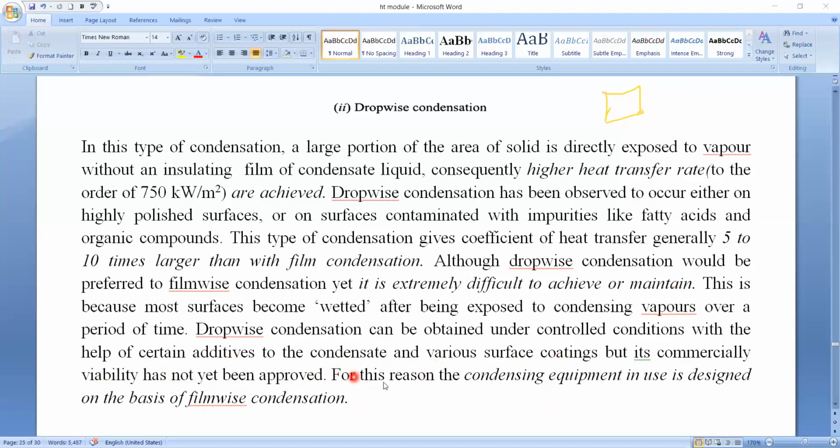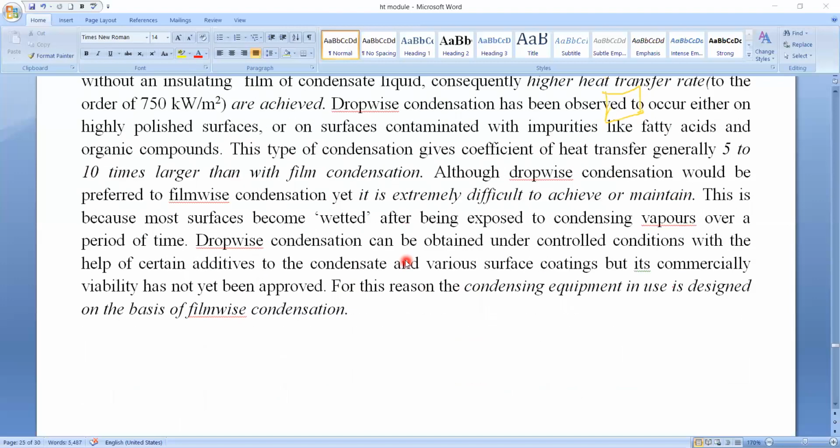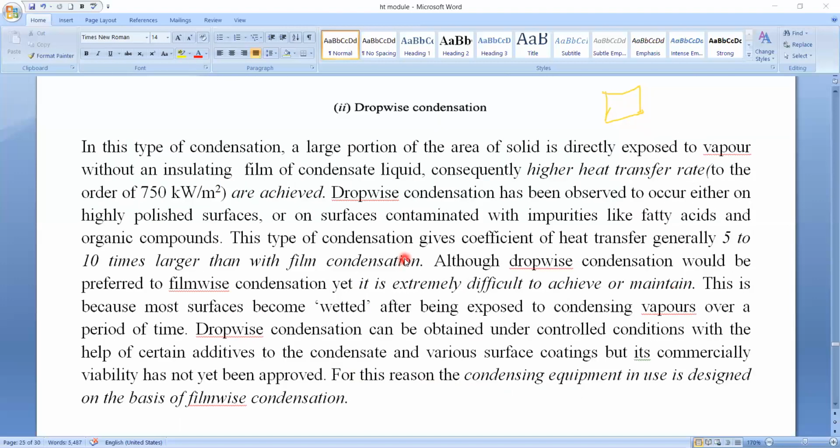So that's why most of the condensing equipment is designed on the basis of film-wise condensation only. These two forms of condensation are very important from your examination point of view, and sometimes he will ask you to differentiate between film-wise and drop-wise condensation, or with a neat sketch explain film-wise and drop-wise condensation in detail. So please try to specify all the points discussed in these slides.